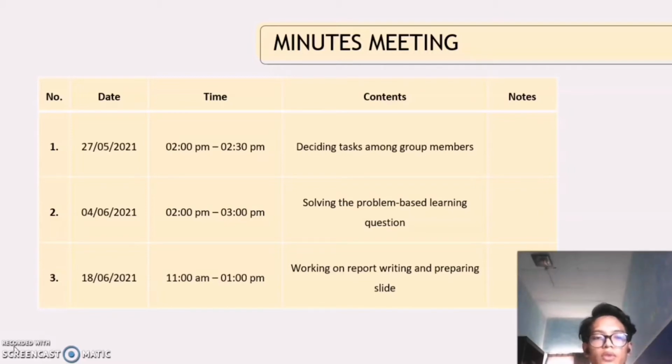On 4th of June 2021, we worked on solving the problem-based learning question via WhatsApp groups and Google Meet session from 2 p.m. until 3 p.m. On 18th of June 2021, we worked on report writing and preparing slides from 11 a.m. until 1 p.m. That's all for me.